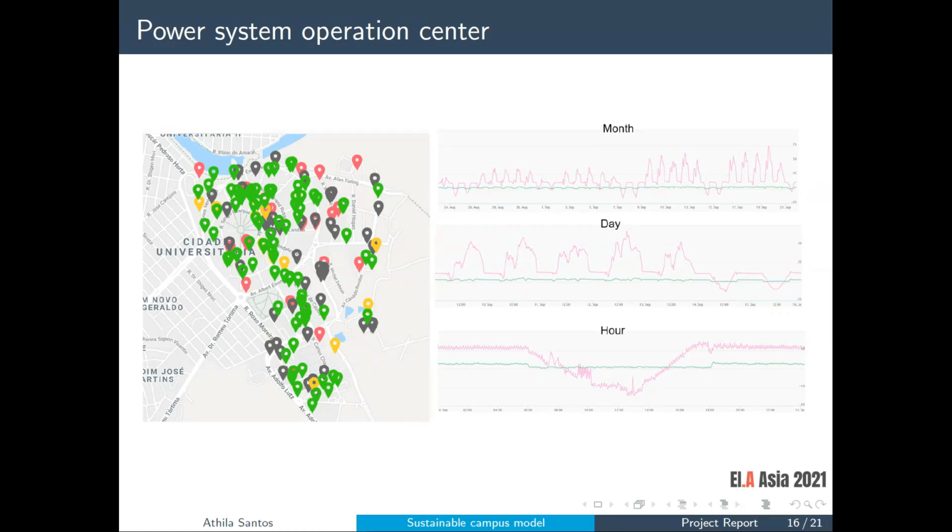And of course, we need to find a way to visualize this data. For that, we need to design a mini operation center. It's a centralized SCADA system that can show in real time the consumption and the issues in the system, and also retrieve historical information. So what happened in the last day, last month, or even what we are expecting in the next hour. We need to have this kind of information.